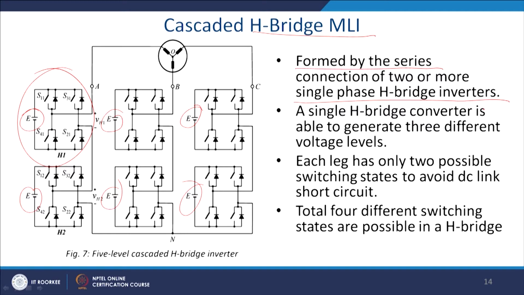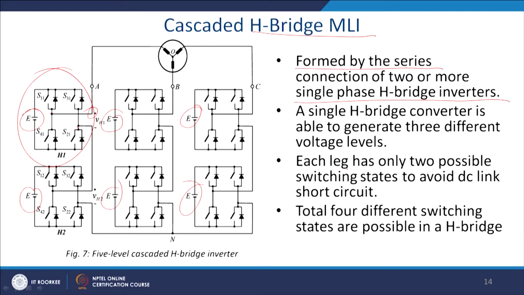The single H bridge converter is able to generate 3 different levels of voltage. Once you switch on this and this, you generate a voltage. If you switch on this or this, you get the opposite voltage. If you switch on these 2, at this point you get a 0 voltage. So, thus you get 3 levels of voltage, same for the other bridge. So, the combination gives you 5 levels.